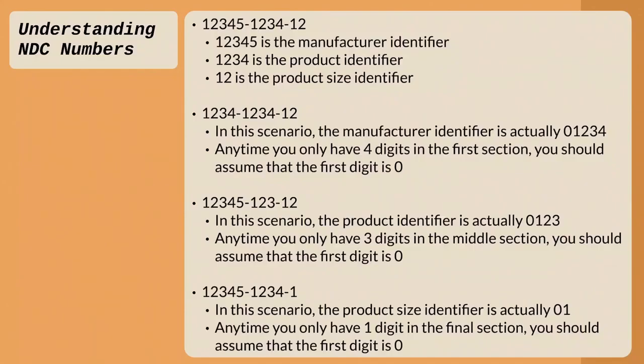In the second example, you'll notice that there's only 4 digits in the first 5. In this scenario, the manufacturer identifier is actually 0, 1, 2, 3, 4. Anytime you only have 4 digits in the first section, you should assume the first digit is 0. Same thing for the third example. You see that there are 3 digits rather than 4 in the center. The product identifier is actually 0, 1, 2, 3 for this one. Anytime you only have 3 digits in the middle section, assume that the first digit is 0 as well. Likewise, for the last example, we only have 1 for our product size identifier, but the identifier is actually 0, 1. Anytime you only have 1 digit in the final section, you should assume that the first digit is actually 0.